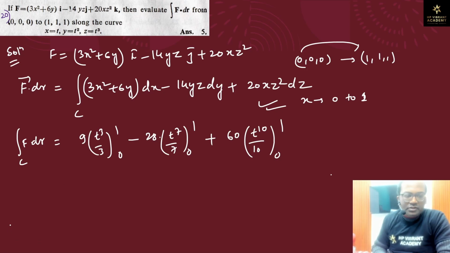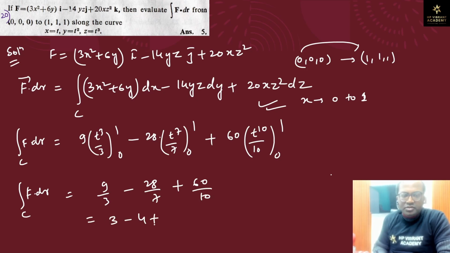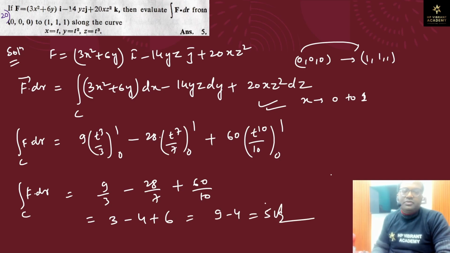So the value of integral f dot dr along the curve C is equal to 9 upon 3 minus 28 upon 7 plus 60 upon 10. So this is equal to 3 minus 4 plus 6. So this is 9 minus 4, which is equal to 5. Okay, so the value of integral is 5.